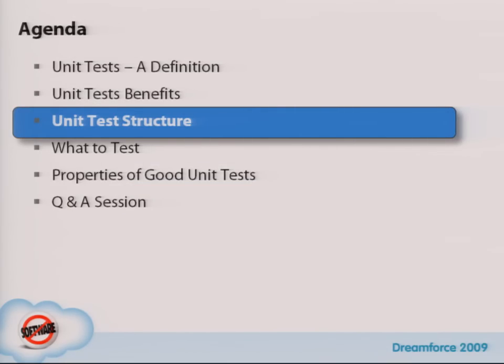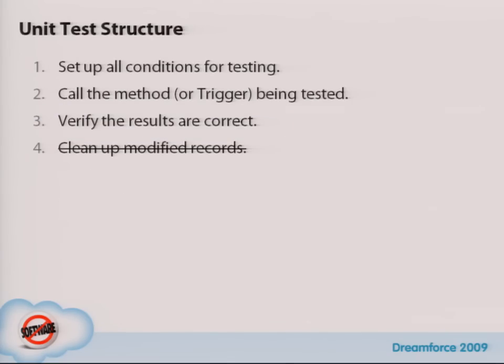OK, so we've talked about what unit tests are. We've talked about why unit tests. Why do we need to write them? And so let's start talking about how to write good unit tests. So let's talk about unit test structure. So I alluded to this in that example that I showed you before of that unit test. And traditionally, when you write a unit test, if you come from a Java or a .NET background, there's 4 steps to writing a unit test.